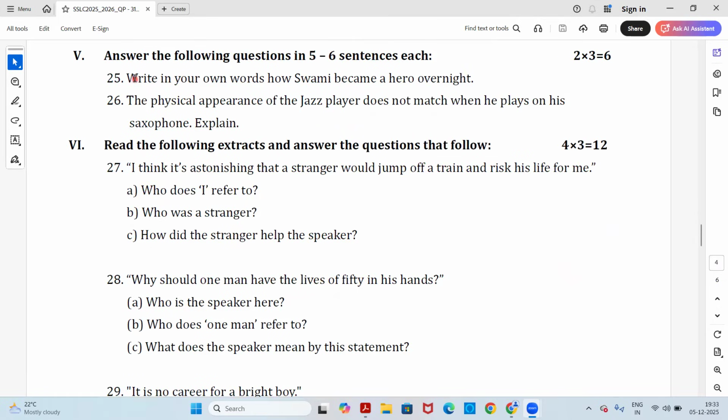Okay, now let's move to the next question. Next main: answer the following questions in 5 to 6 sentences each. Now here you have 2 questions. These are for 3 marks. In total, this main carries 6 marks. Again, this is a long answer. Summary is very important. Underlining the keywords is very important to score well.